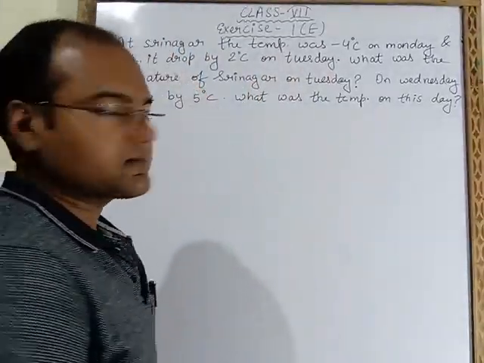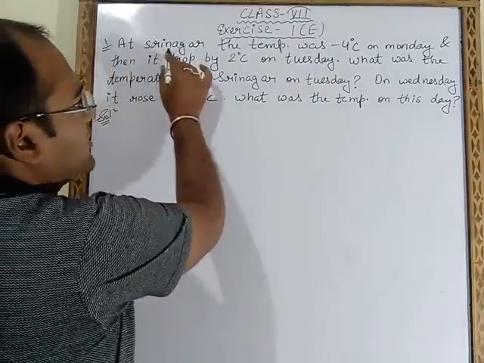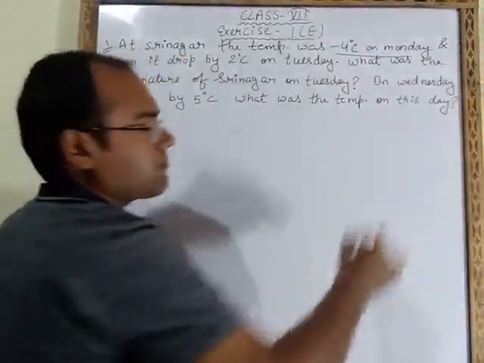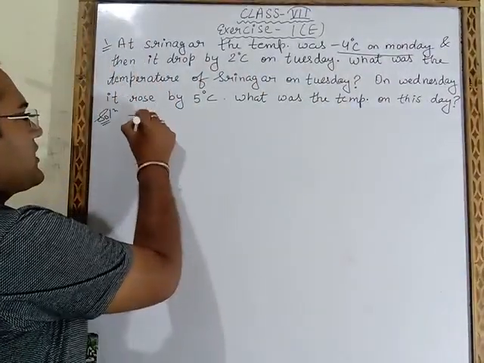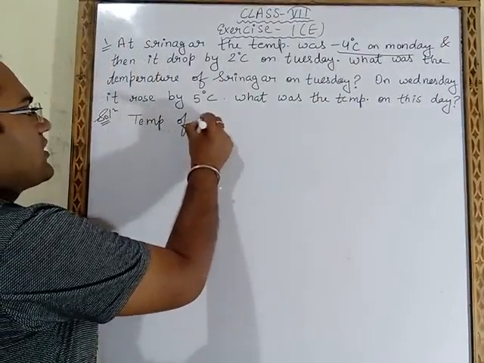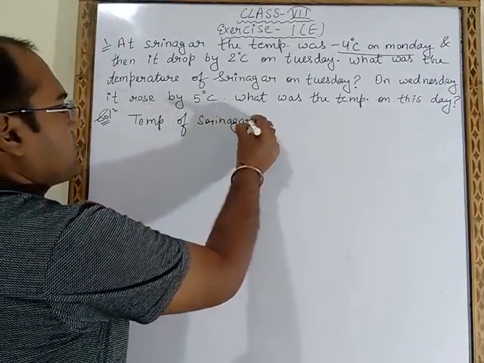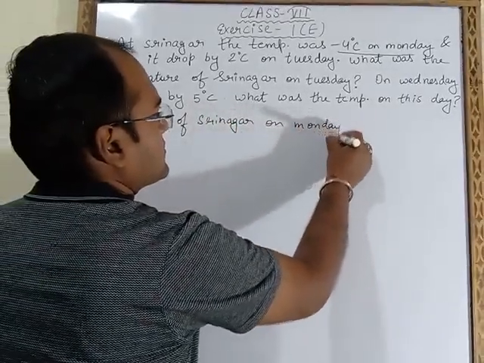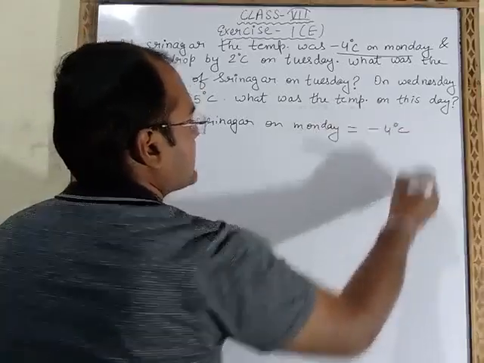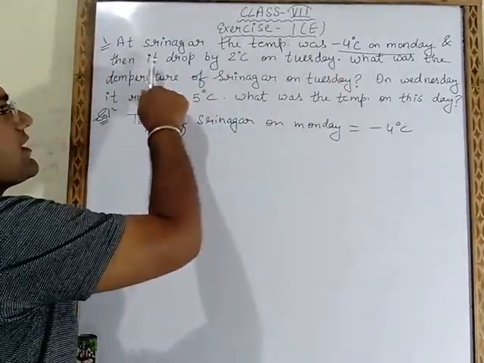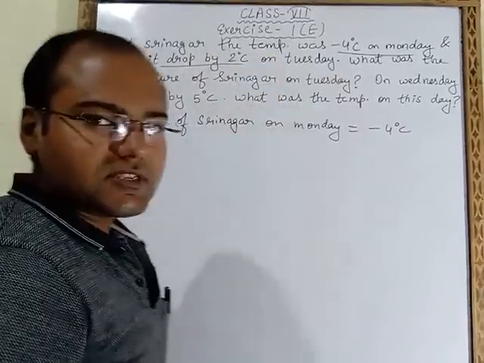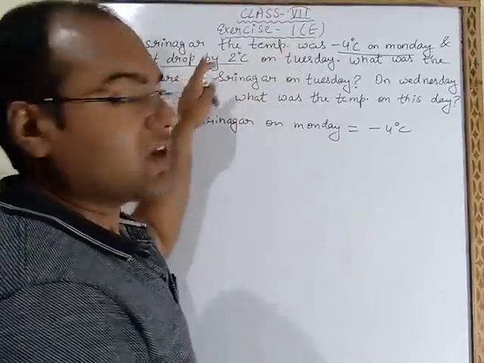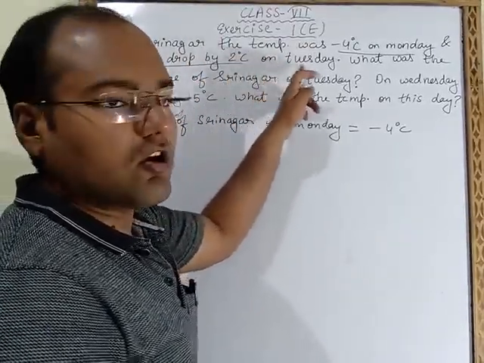See question number first. Question number first is: at Srinagar the temperature was -4 degrees Celsius on Monday. So this much was the temperature on Monday. So first of all you have to write, temperature of Srinagar on Monday was -4 degrees Celsius, and then it dropped by 2 degrees Celsius. Drop means reduced, कम होना. So the temperature was reduced by 2 degrees Celsius on Tuesday.